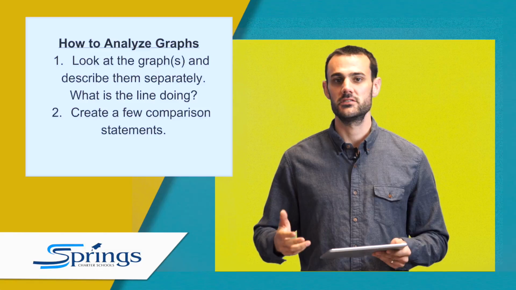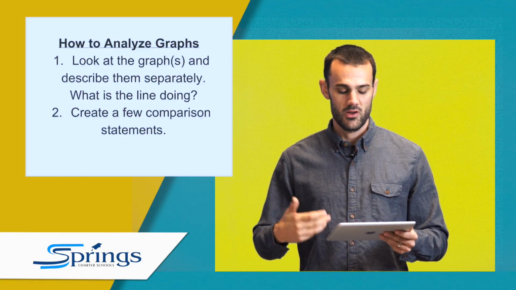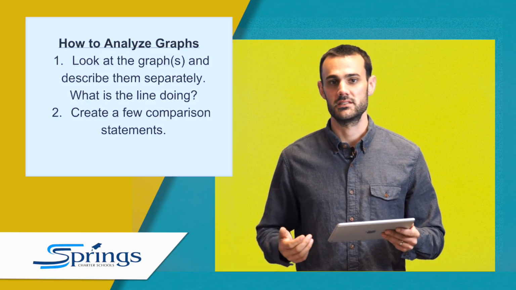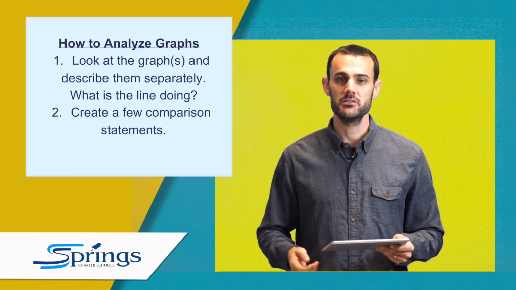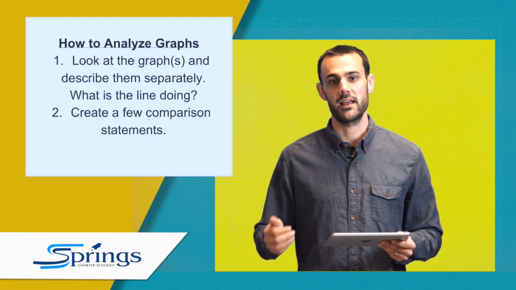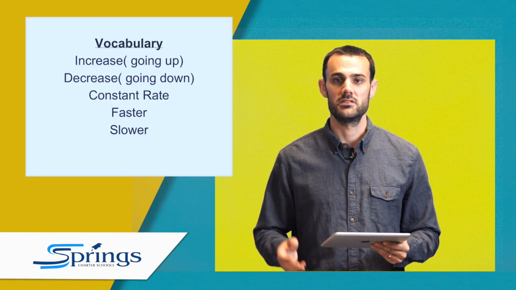How are we supposed to analyze a graph? Well, the first thing we need to do is just take a look at the graph or graphs and learn to describe them separately. What is the line doing, you may be asking yourself? Is it traveling up or down? Is it positive? Is it negative? And create a few comparison statements that you can write in simple short sentences to show that you compared and analyzed a graph.